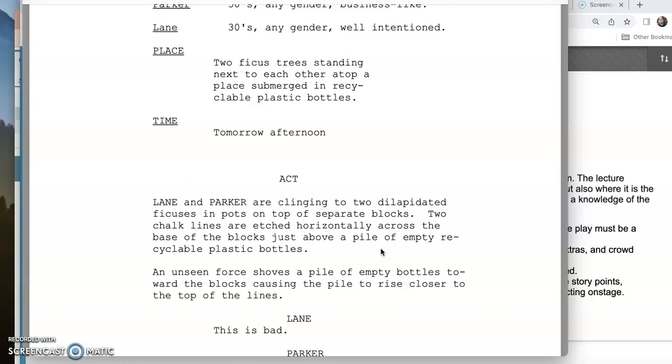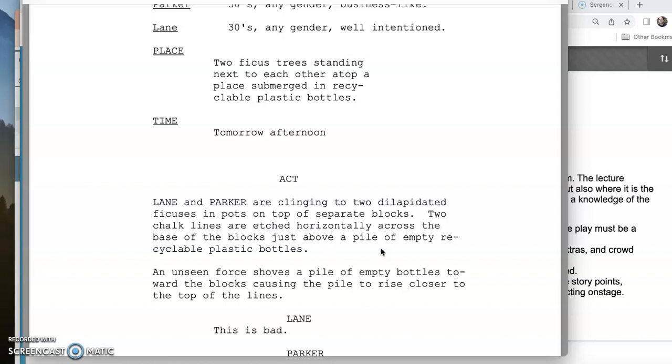The other element is, every time you add another character, we have to know who that person is in relationship to everyone else, and we don't have a lot of time to do that in a ten-minute sequence. So, fewer characters is better.